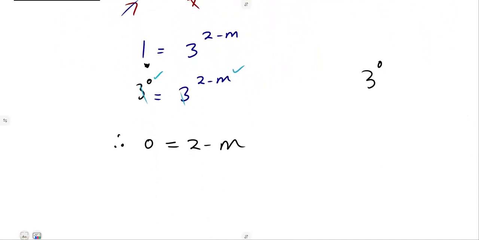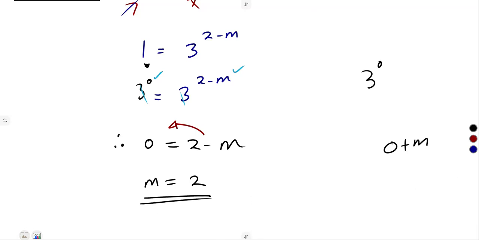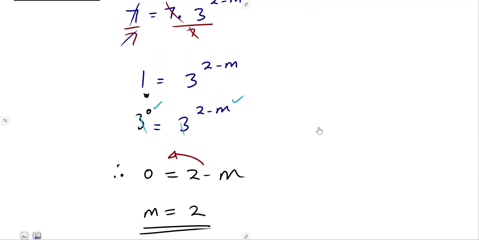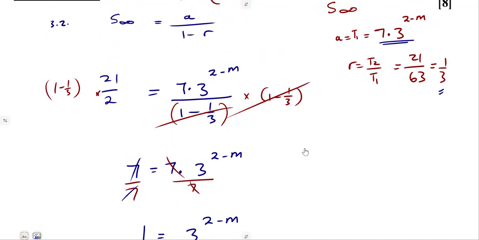That's it. We can solve for M. Taking that to the other side, it was going to be a positive 0 plus M, which is M equal to 2. Just like that. So we can solve these. Just be careful, guys, in your calculations. All right, just like that. Summation.